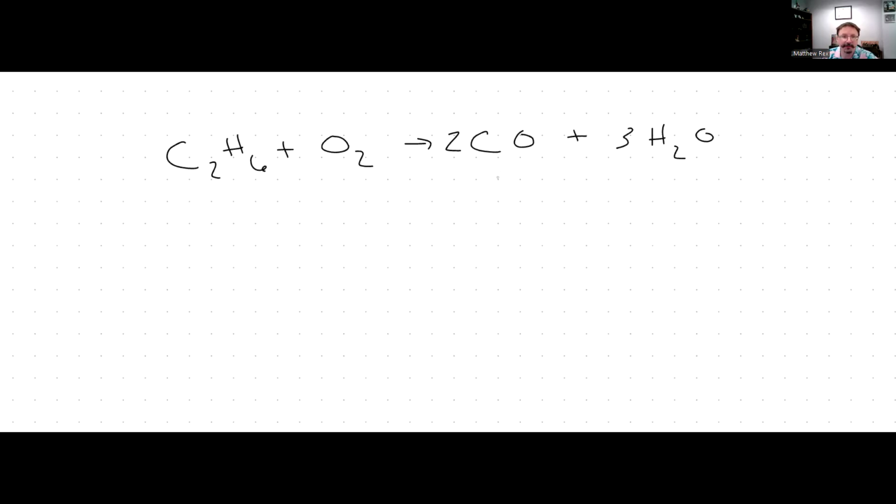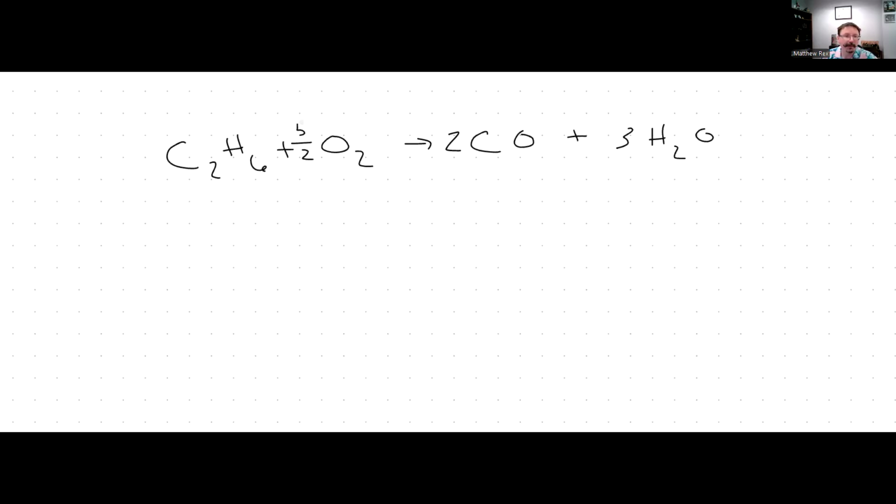So I could do 5 halves in front of this, and this would technically be balanced. Although I think I said using only whole numbers. So if I can get to here, saying, hey, I have 5 halves of an O2, but then I want whole numbers, all I'm going to do is go through now and multiply everything through by 2.